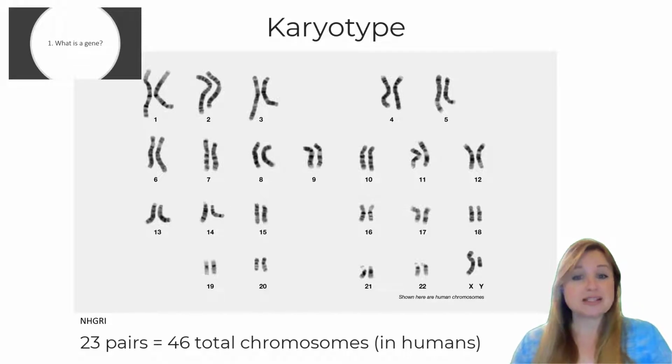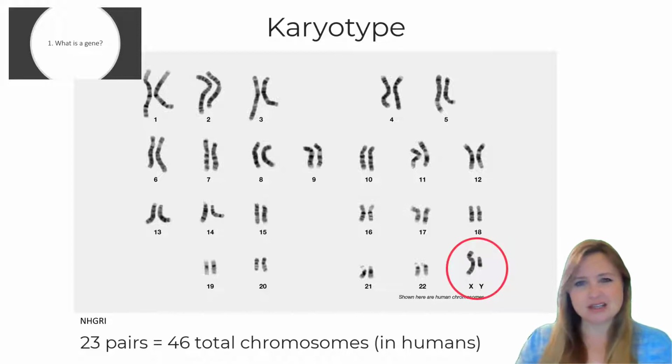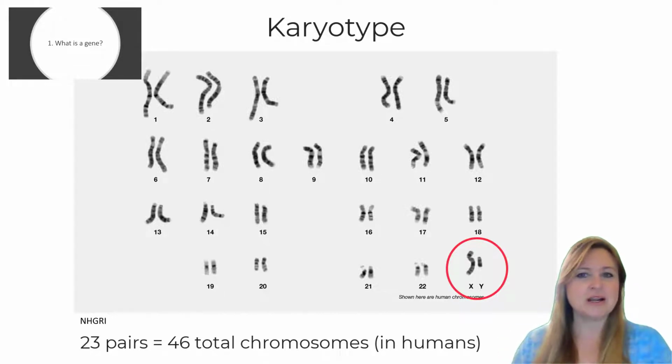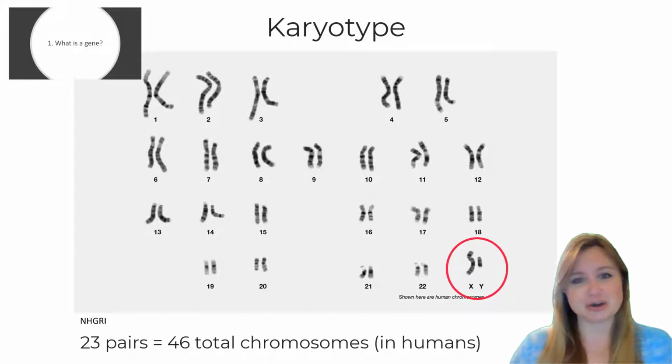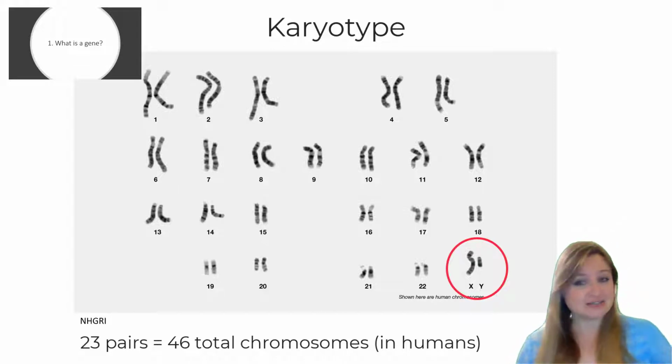So in humans, there are 23 pairs. Now, the 23rd pair, you might have noticed, is made up of possibly two different sized chromosomes. And that's because the 23rd pair, those are special chromosomes known as sex chromosomes. But you can check out a different video to learn about the sex chromosomes.